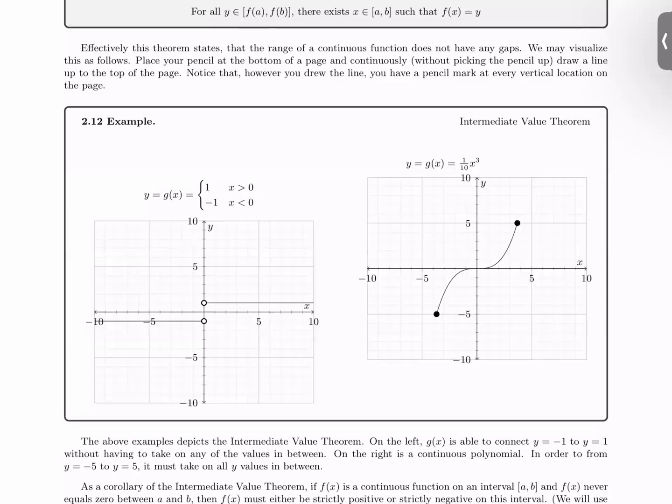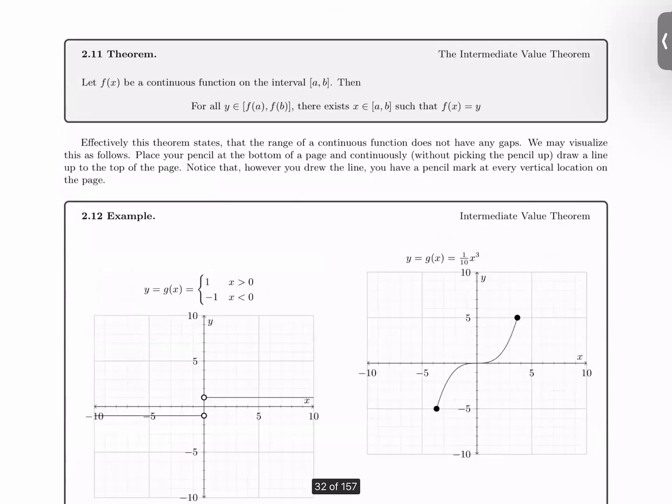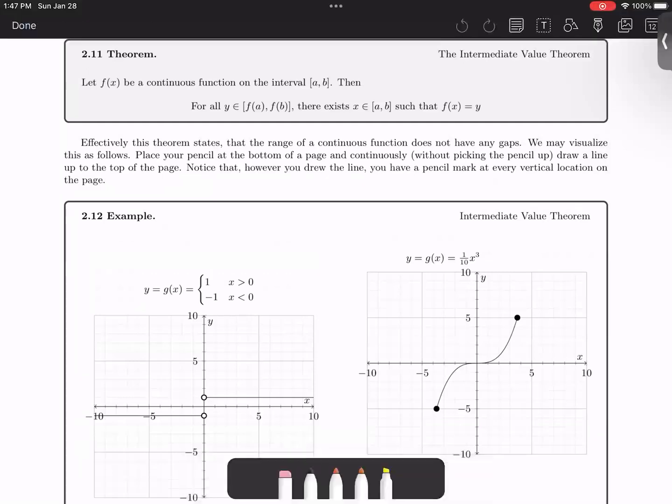This example is going to walk us through the meaning of the intermediate value theorem. Before we talk about this, let's review what the theorem states. It states that if we have a continuous function on a closed interval, a to b, so that a to b just tells us where we're going to be continuous on.